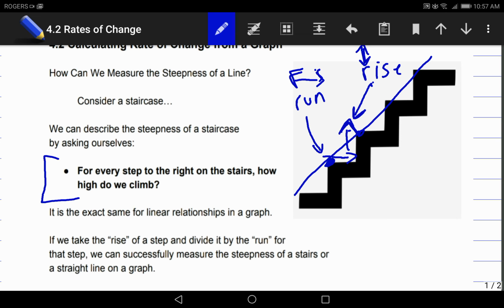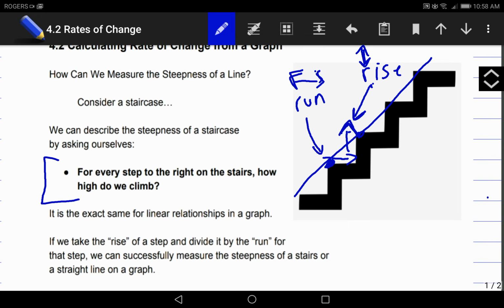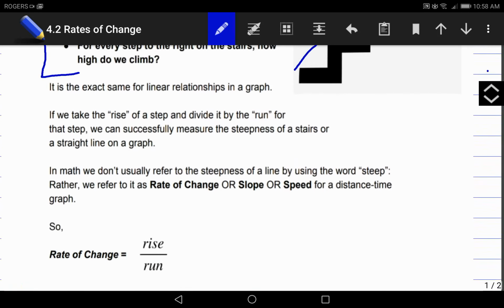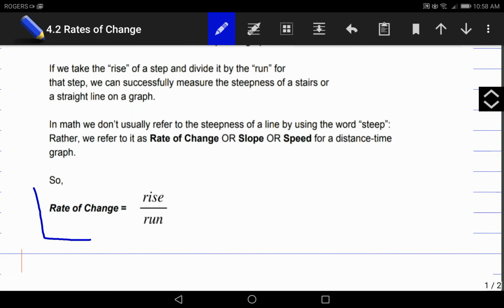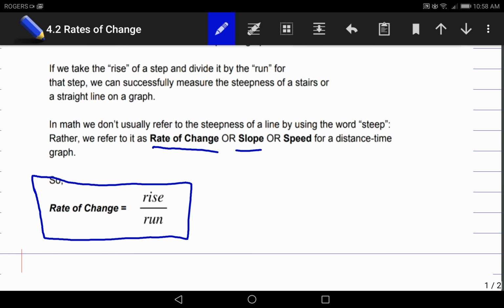So we could figure out the horizontal distance and the vertical distance, and what we're actually going to do is divide them, and that is what we call our measure of the steepness of a line. We're going to do something called the rise over run. And so here it is: rate of change, or the steepness of the line, or the slope, which all mean the exact same thing.